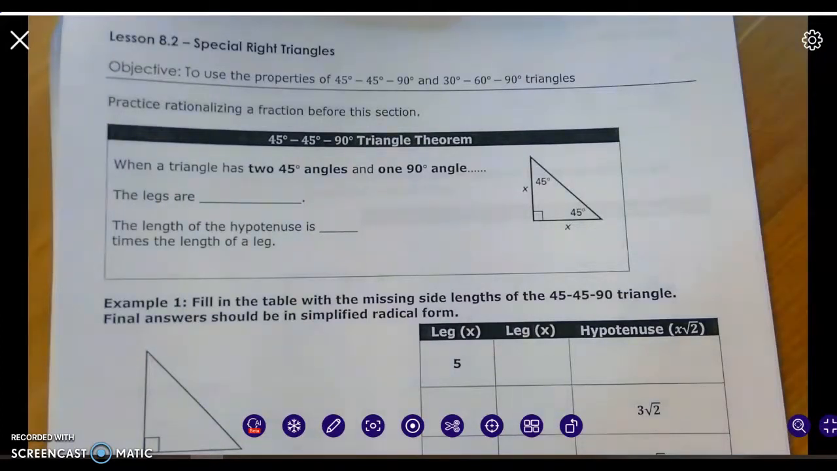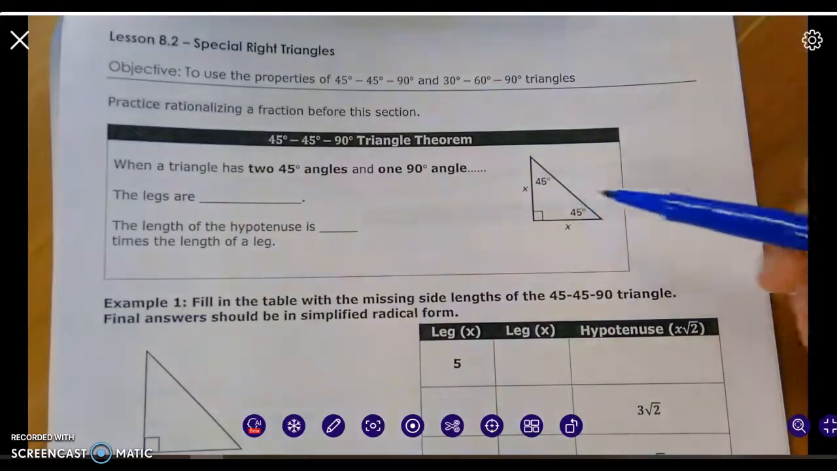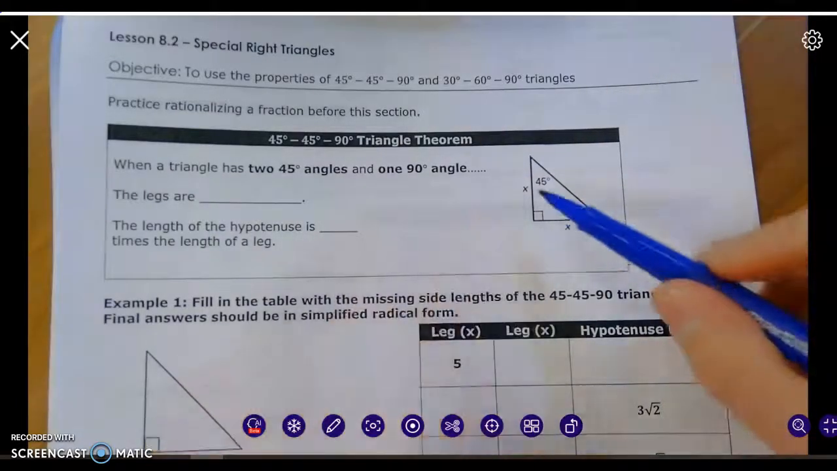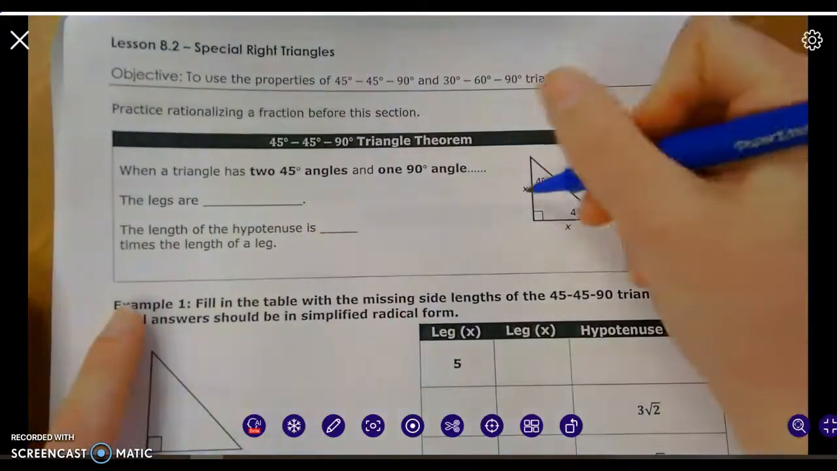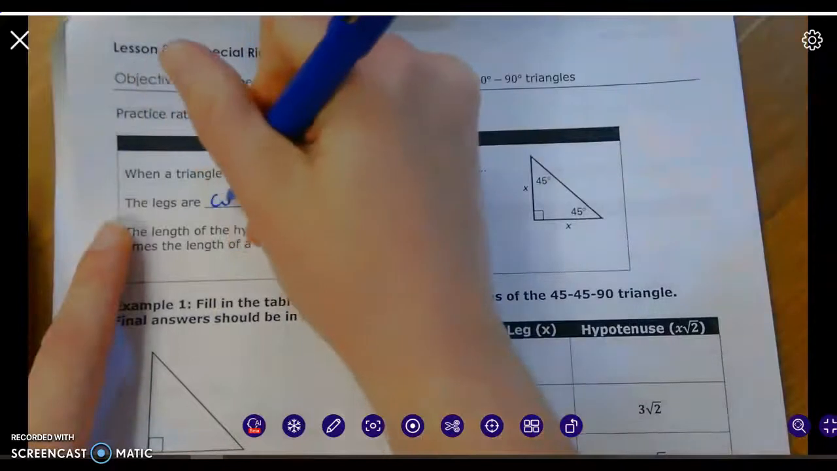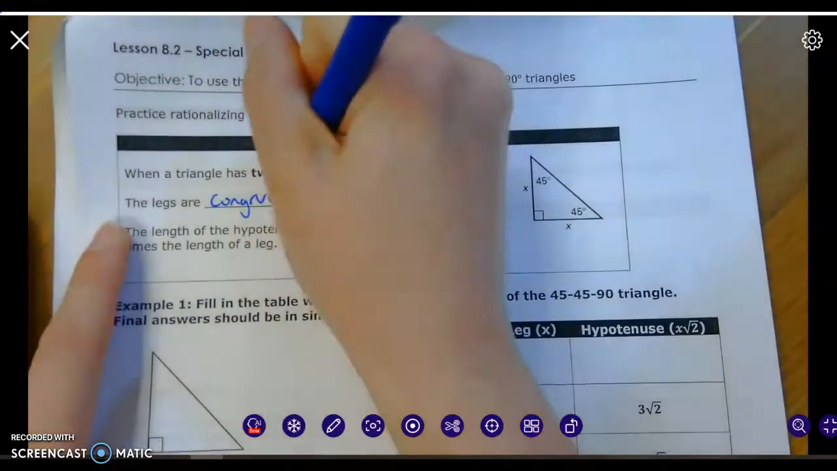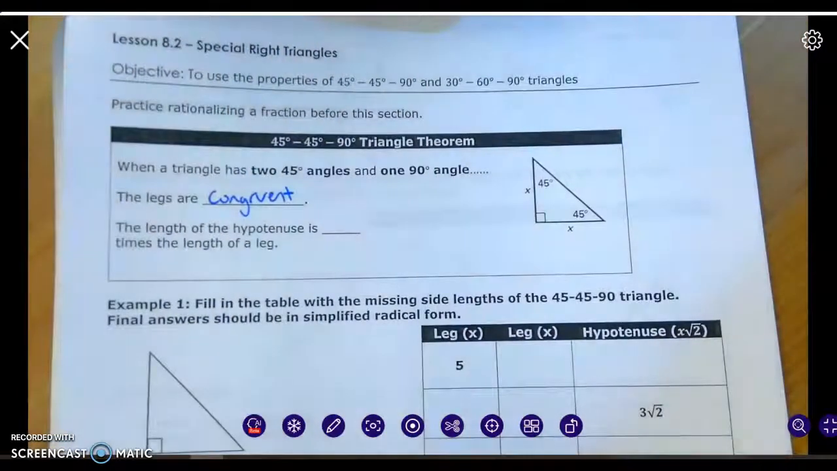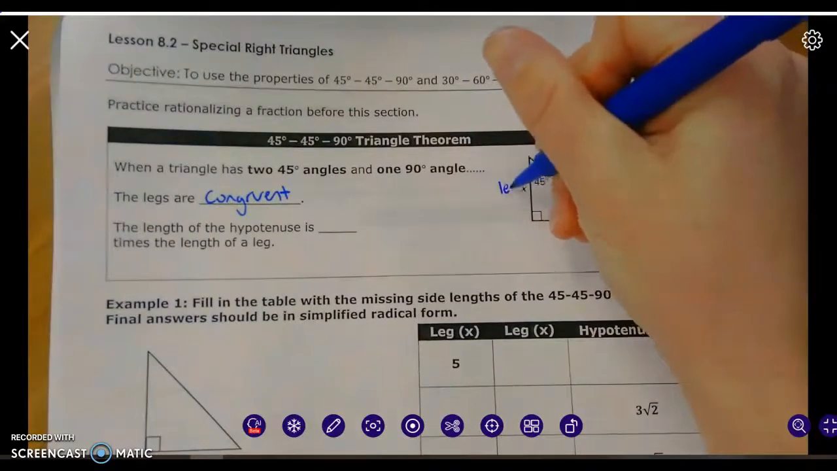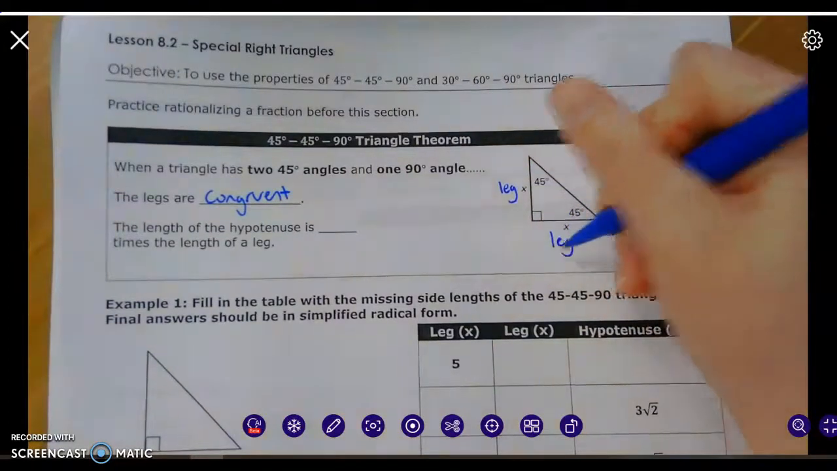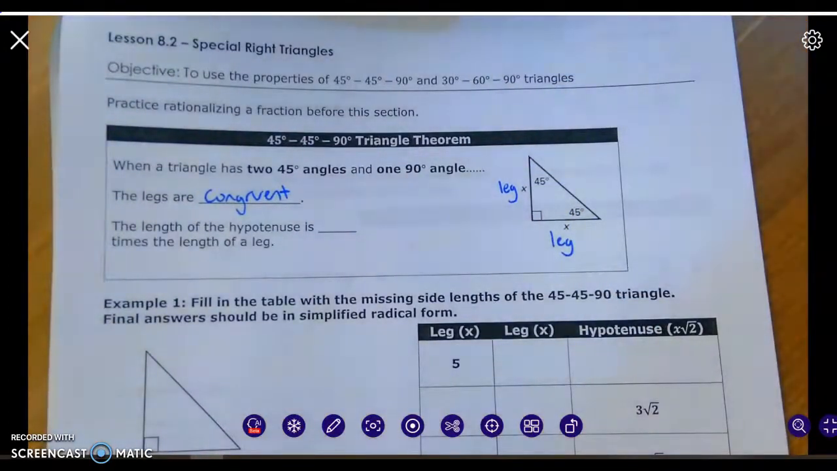So here's the relationship. If we have these three angle measures, what do you guys notice about the two legs of the triangle? Yeah, they're both the same. So the legs are going to be congruent. They're going to be exactly the same number. So if you have one leg, you automatically know the other leg. So I'm going to go ahead and label both of those X as my two legs.